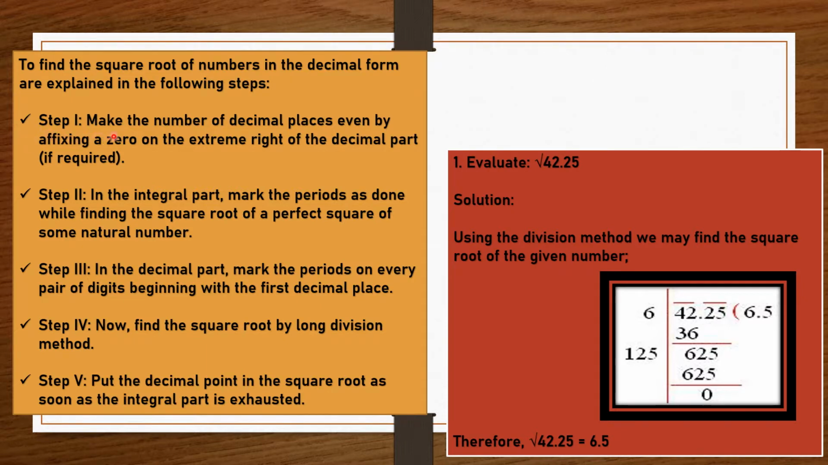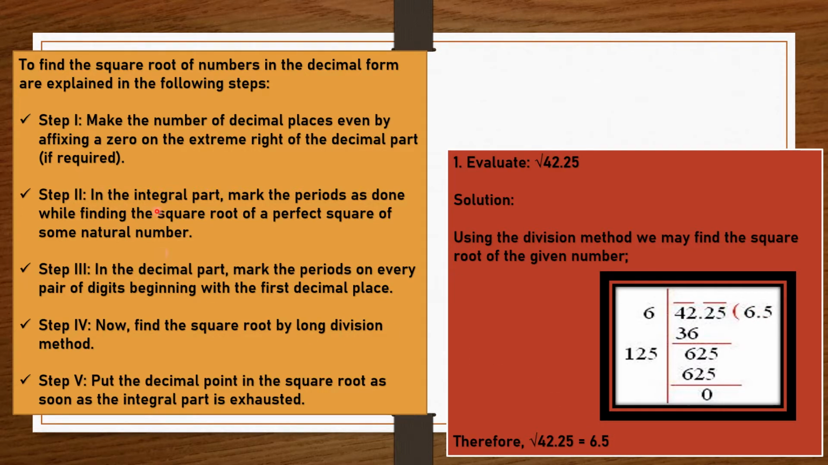First step, make the number of decimal places even by affixing a zero on the extreme right of the decimal part if required. That means if the answer is required up to 3 decimal places, then you have to put zeros over here. That is what they are saying.